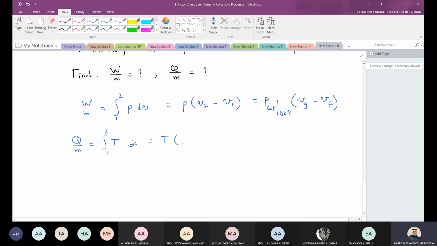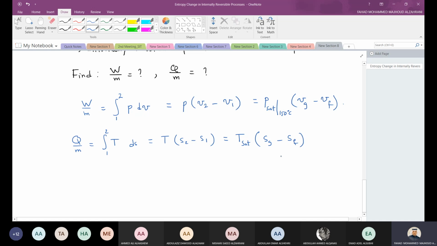So you have T (s2 minus s1). What is the temperature here? It is T saturated, which is the temperature that I have here, right? Times s2, which is sg, minus sf. This can be used directly to calculate the heat transfer. So once you have the values, we can just plug in numbers.